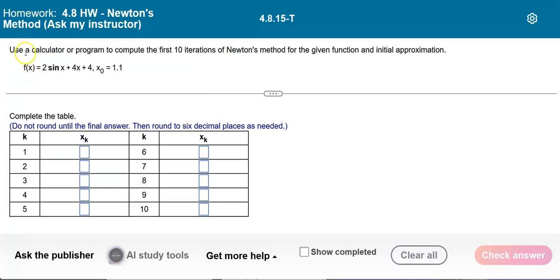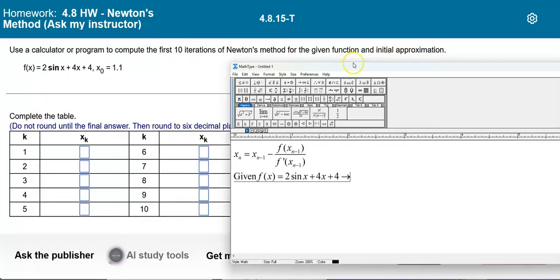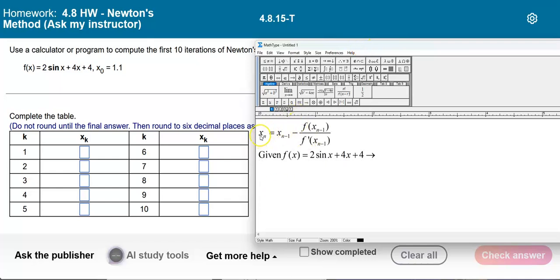In this question, we want to use a calculator or program to compute the first 10 iterations of Newton's method for the given function and initial approximations. Recall that Newton's method has this formula: x sub n is x sub n minus 1, the previous x value, minus f of the previous x value divided by the derivative of f at x sub n minus 1. So x sub n minus 1 is the previous value, and x sub n is your current value.